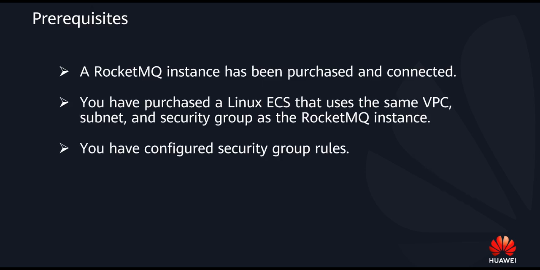The prerequisites for resetting the consumer offset are as follows. 1. A RocketMQ instance has been purchased and connected. 2. You have purchased a Linux ECS that uses the same VPC, subnet, and security group as the RocketMQ instance. 3. You have configured security group rules.